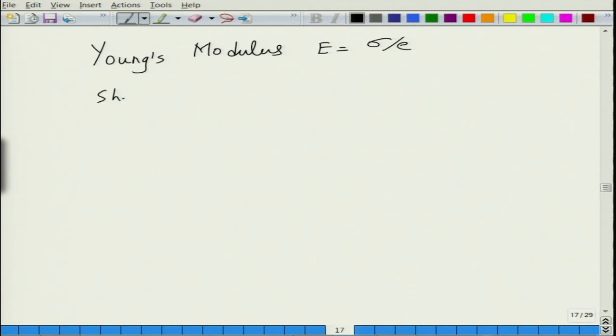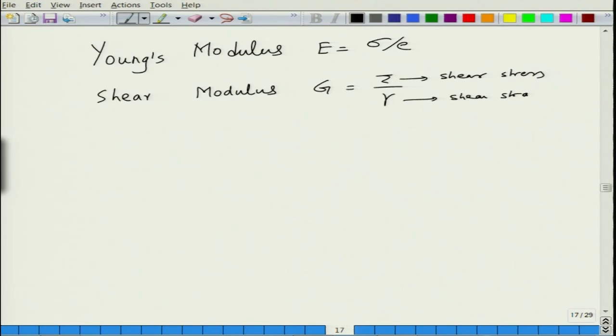There is another quantity called shear modulus, which is defined as G and which is tau divided by gamma. So, this is shear stress, this is shear engineering shear strain or shear strain. There is another quantity called bulk modulus, which is essentially K and this is sigma hydrostatic. So, this is hydrostatic stress divided by fractional volume change.